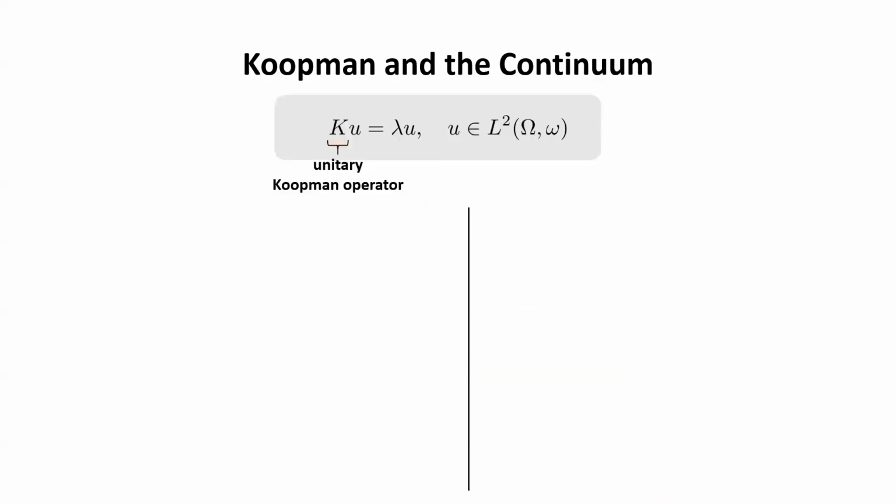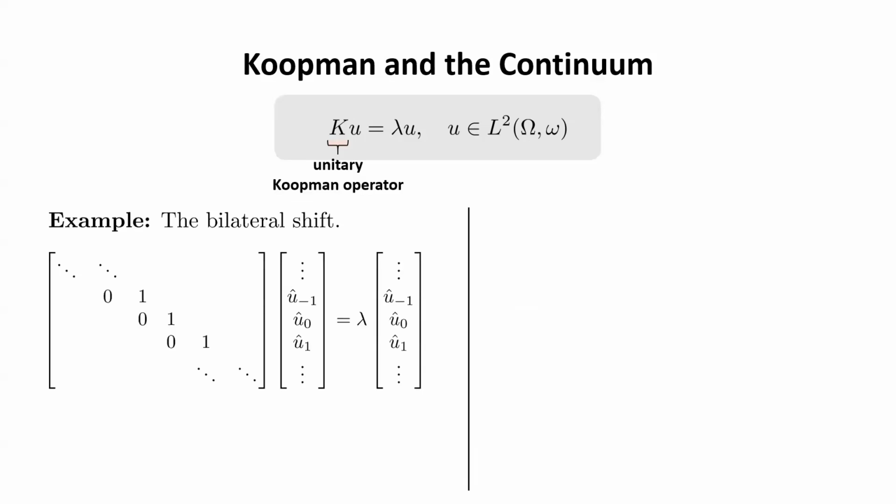Okay, so let's get to the math. I wanted to start with a simple example, which is canonical in spectral theory, but also has a nice connection to Koopman. This is the bilateral shift operator. It basically has ones just above the main diagonal, and it goes forever in both directions. It acts on these bi-infinite sequences. You could think of these as like Fourier coefficients.